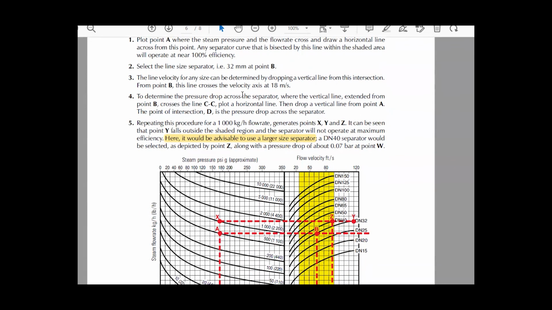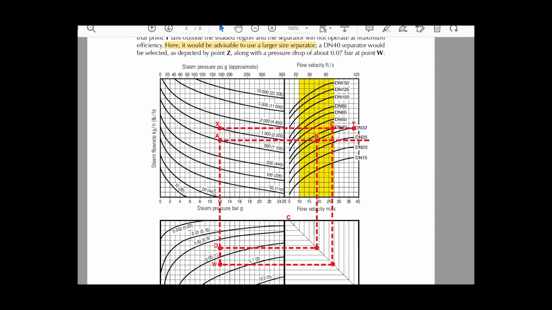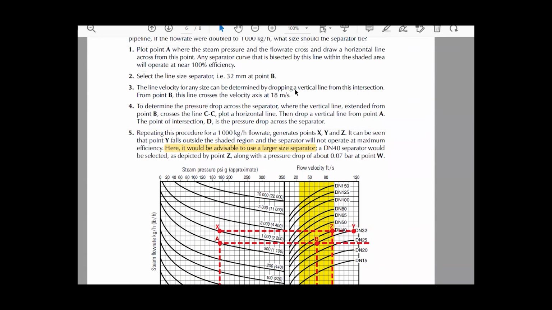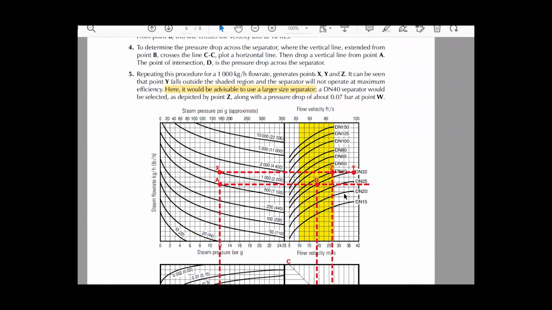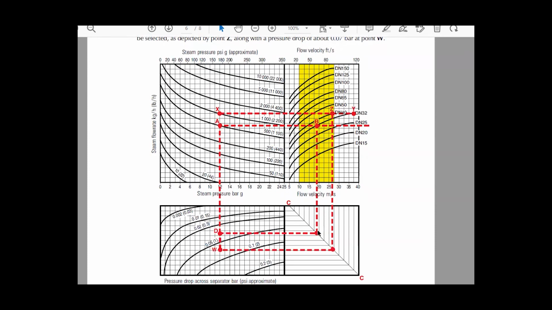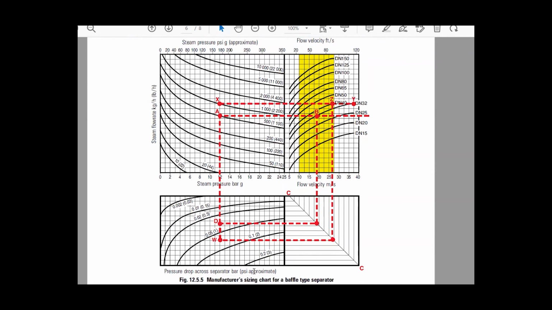What should the size of the separator be? And what's the pressure drop? So I have 12 bar wet steam pressure, and it intersects with this curve of 500 mass flow rate. So I take a horizontal line to this DN32. This is my pipe, DN32. I hit DN32 in the shaded region, so I am safe, and I will take a vertical line to intersect with this curve, and I will get the pressure drop across the separator.